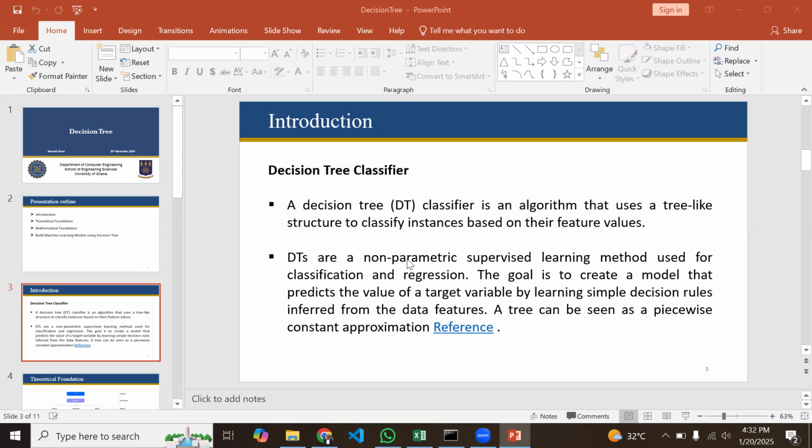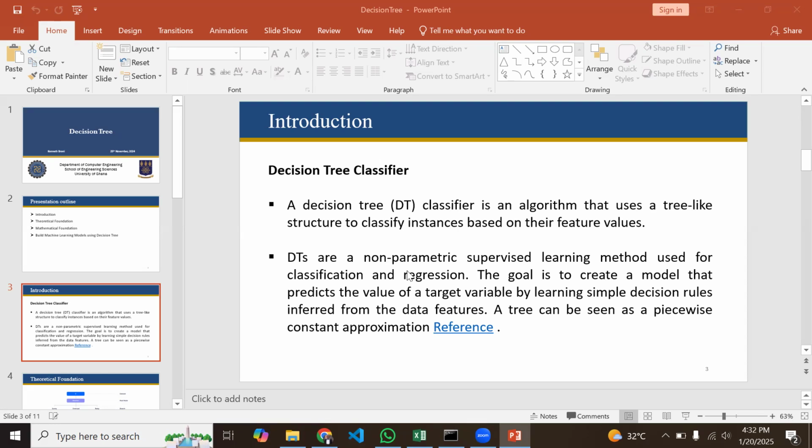Okay, and then over here, there's also another point that says decision trees are non-parametric supervised learning methods used for classification and regression. This is a point I wanted to highlight: in the first instance of our introduction to decision trees, we saw it being used for classification, and that's where we brought back the iris flower data sets. But in this instance, we are going to see how we use it for regression.